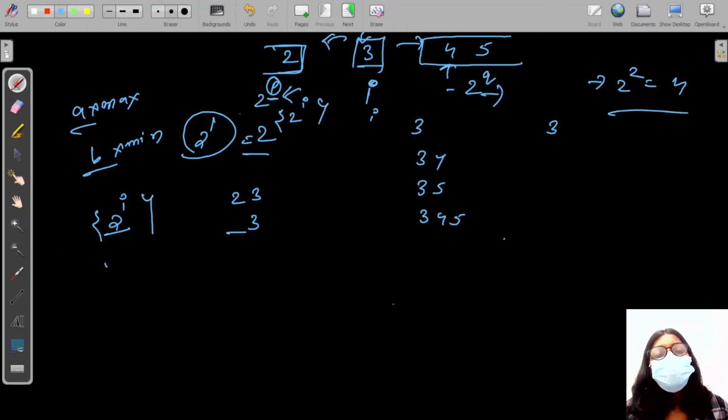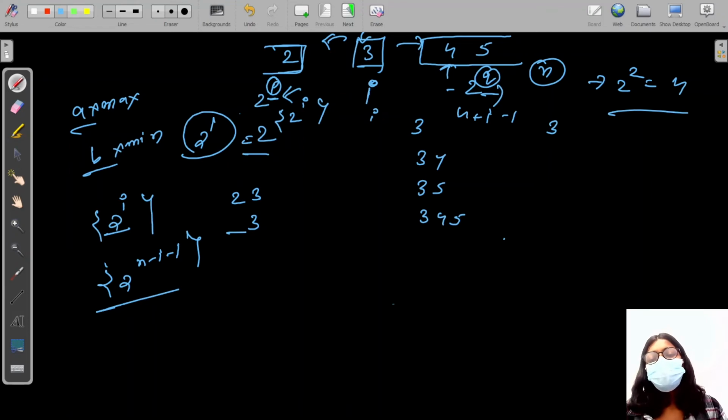And this whole size is n, so this part is n minus I minus 1. So here my q is equal to n minus I minus 1. It means 2 raised to the power n minus I minus 1 subsequences have 3 as the minimum. So this many subsequences have 3 as minimum and this many subsequences have 3 as maximum.